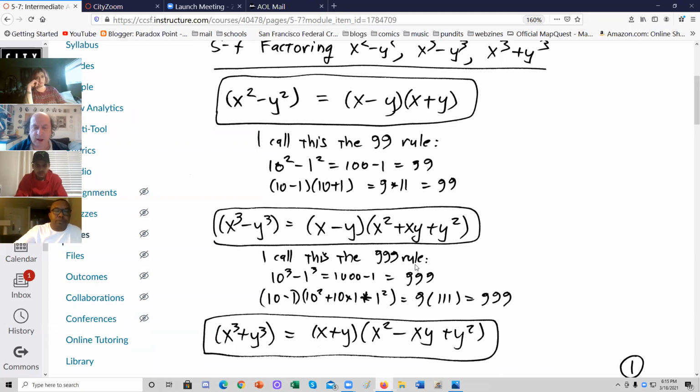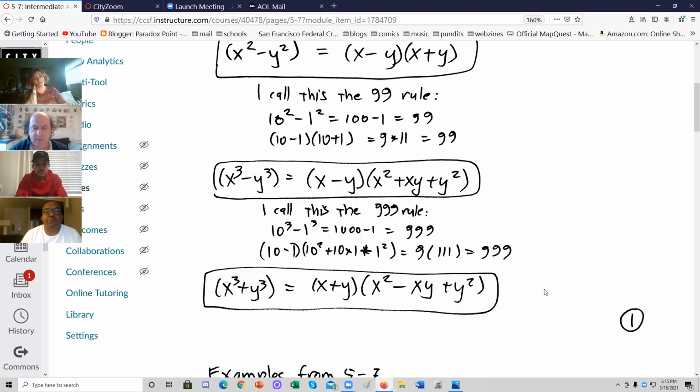I call this the 999 rule because if x is 10 and y is 1, then on the left you get 10 cubed minus 1 cubed, which is 1000 minus 1, or 999. And on the right, you get 10 minus 1 times 10 squared plus 10 times 1 plus 1 squared. That's 9 times 111, also 999.